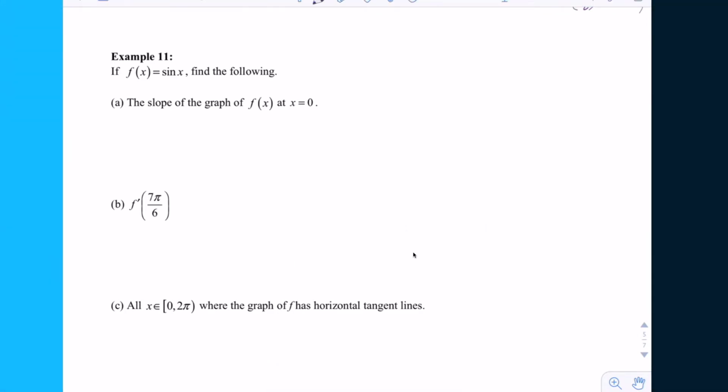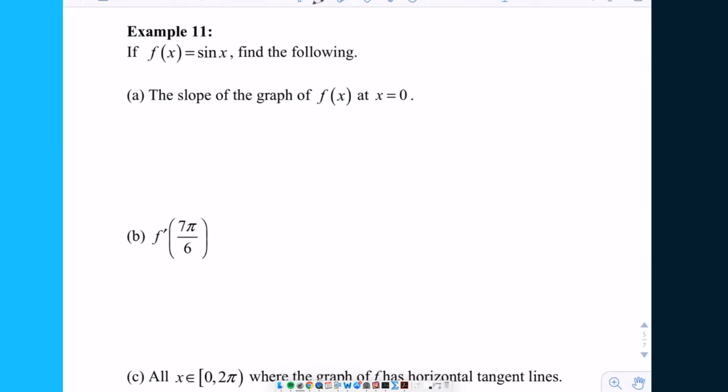So we memorized the derivative of sine and cosine. We've even used it a little bit. Now we're going to use it some more. Sounds fun. So if sine of x is f of x, find the following. A, the slope of the graph at 0.